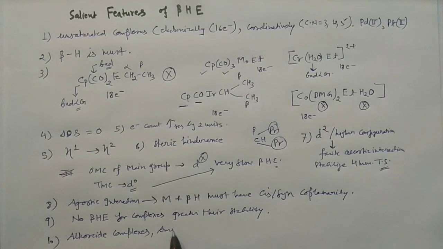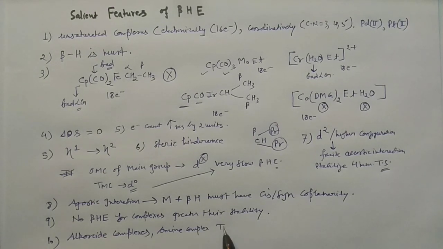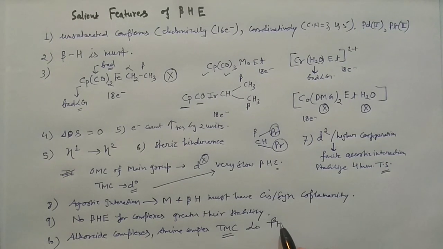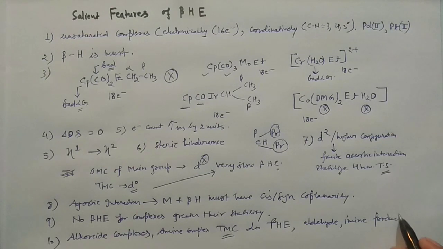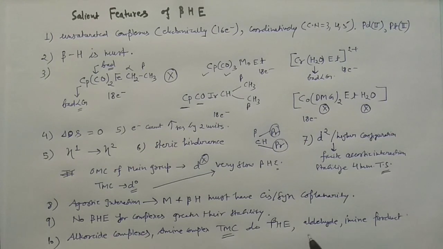And say if you are having amine transition metal complexes, they will also do beta hydride elimination reaction, and in that case aldehyde and imine would be the product. So it is quite obvious. See, if you are having OCH3, guys, right? OCH2CH3.